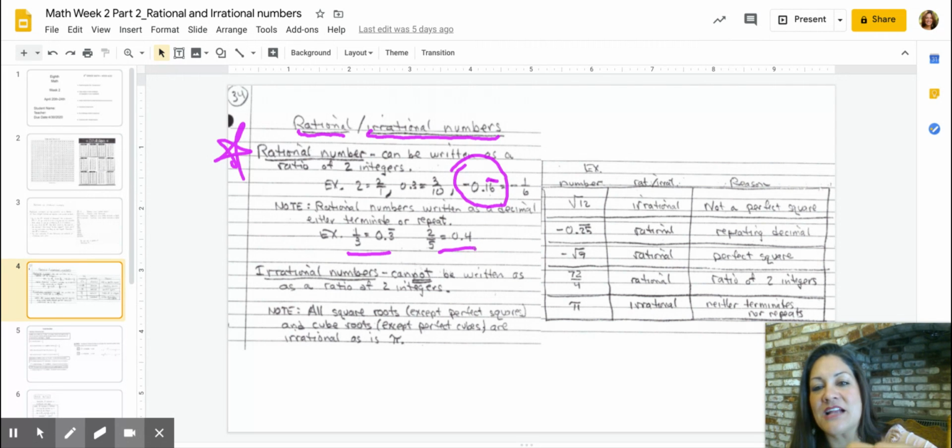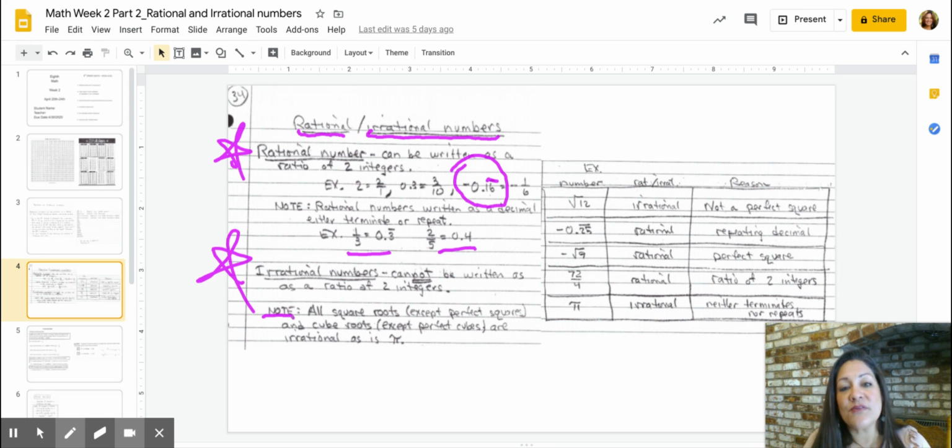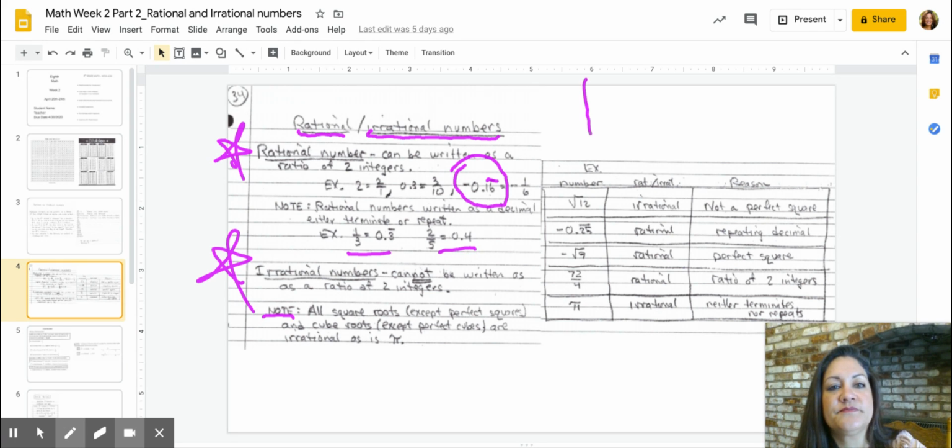Okay, irrational numbers cannot be written as a ratio of two integers. Here's a special note, all square roots except perfect squares and cube roots except perfect cube roots are irrational, such as pi. Pi is 3.14, and so on, right? It just always continues. It's an irrational number. Here's some examples over here.